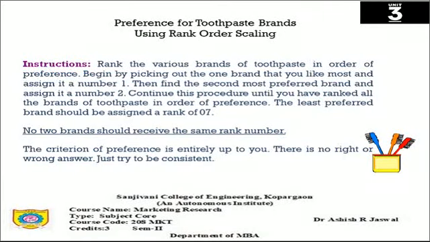Here, the instructions given are: rank the various brands of toothpaste in order of preference. Begin by picking out the one brand that you like the most, assign it number 1. Then find the second most preferred brand, assign it number 2. Continue this, and the least preferred brand should be assigned a rank of 7. The condition here is that no two brands should receive the same rank number. The criteria of preference is entirely up to you. There is no right or wrong answer. Just try to be consistent.